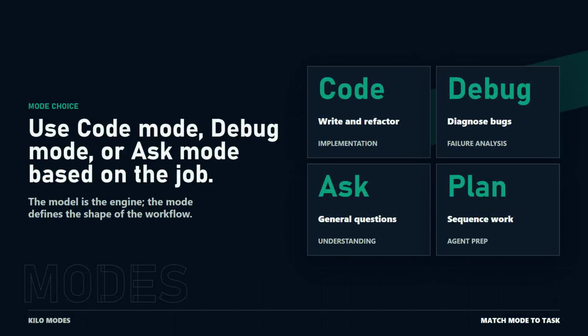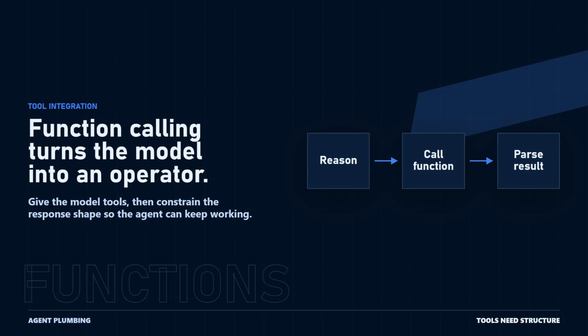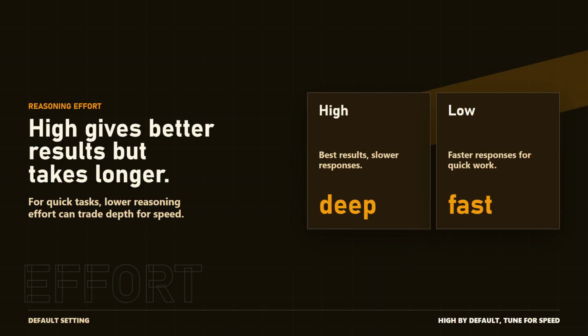You can use it in code mode for writing and refactoring, debug mode for diagnosing bugs, or ask mode for general questions. The model supports function calling, so you can give it tools to use. It also has a reasoning mode. You can set the reasoning effort to low, medium, or high. By default, it's high, which gives the best results but takes longer for quick tasks. Set it to low for faster responses.